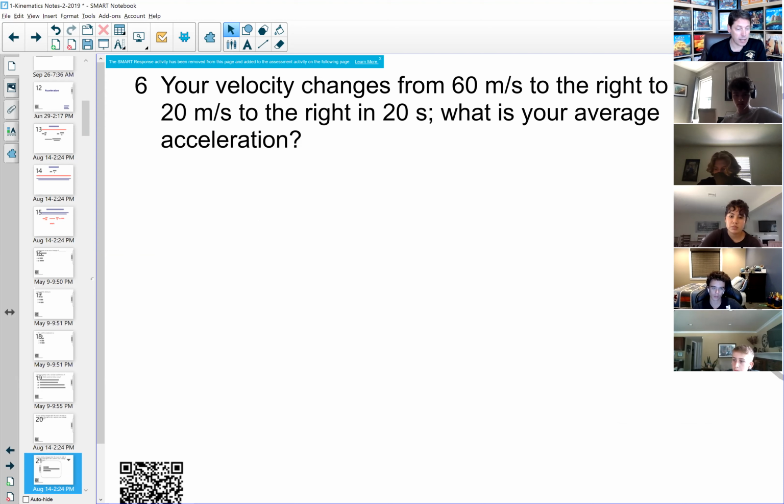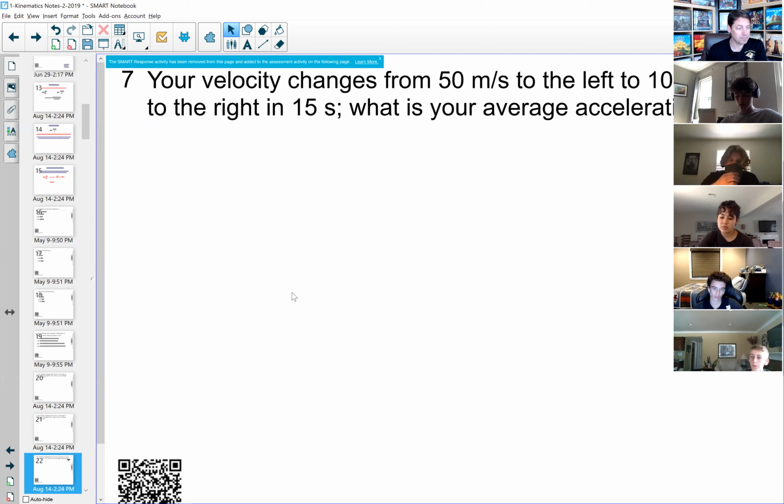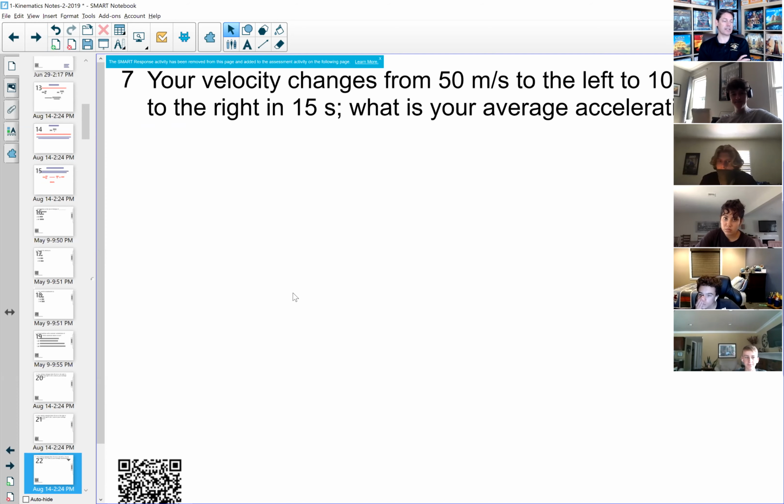And on that one, the sign probably makes more sense, or you wouldn't forget it because it's negative. But even if it's in the positive direction, we need to use words or signs for vectors. Number 7, your velocity changes from 50 meters per second to the left to 10 meters per second to the right in 15 seconds. What is the average acceleration?